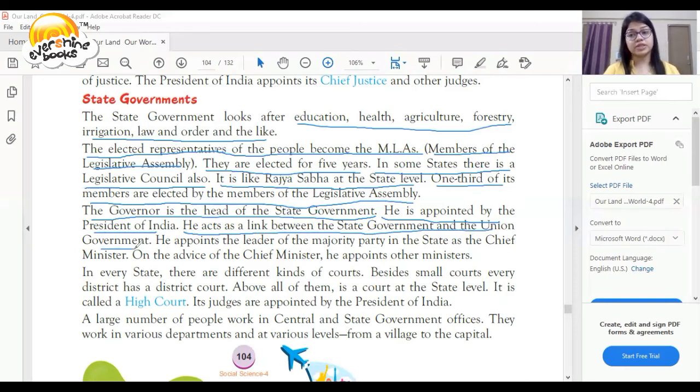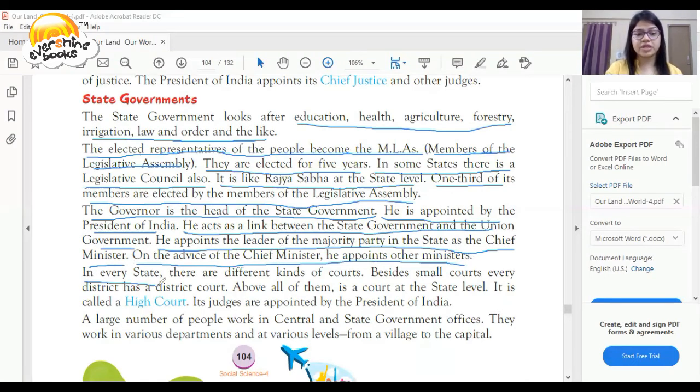So, this is the function of the governor. He acts as a link between state and union government. He appoints the leader of the majority party in the state as the chief minister. On the advice of the chief minister, he appoints other ministers.